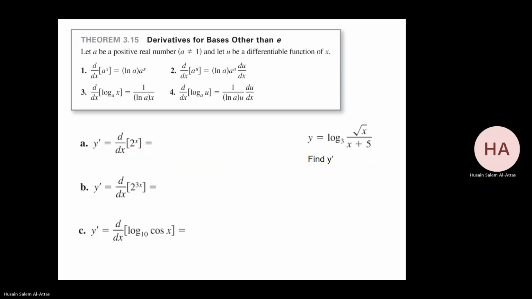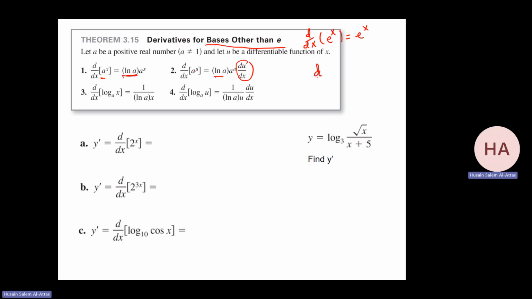Also, we have the formulas for functions with bases other than e. What is the derivative of a to the power x? Don't forget, what is the derivative of e to the power x? That will be e to the power x. But if I have a to the power x, I need to multiply by ln a. If I have a to the power of a function, then I also need ln a times a to the power of the function. Don't forget the things needed for the chain rule, which is u prime.